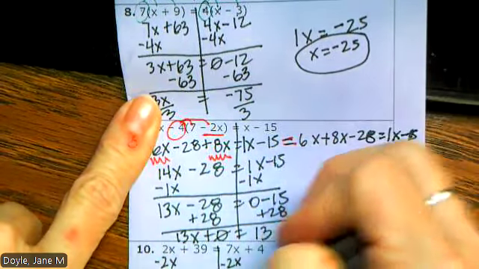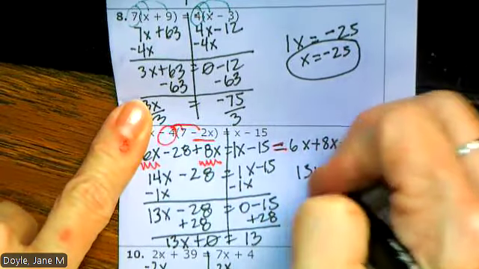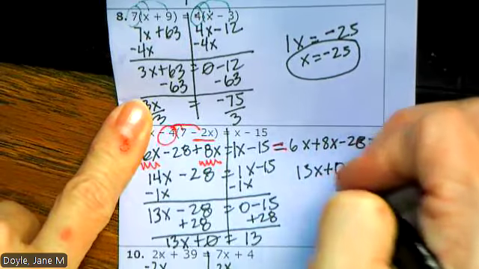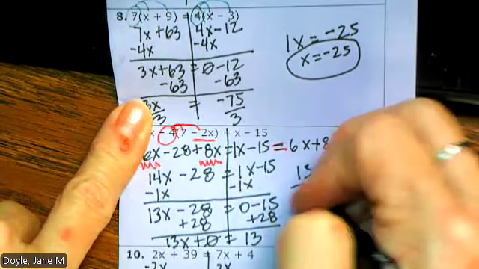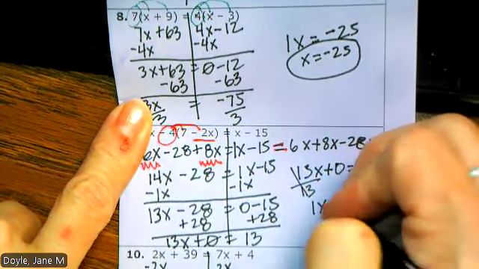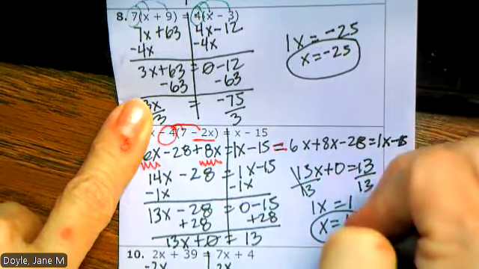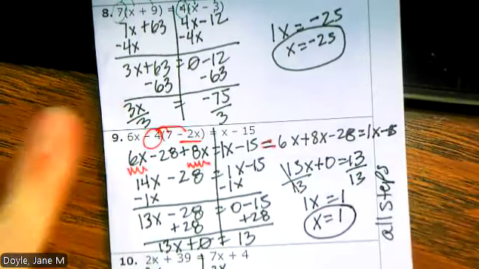And last, we're going to divide both sides by 13. So let me rewrite that. 13x plus 0 equals 13. Divide by 13. We get 1x is equal to 1. So x is equal to 1. All right. Questions?